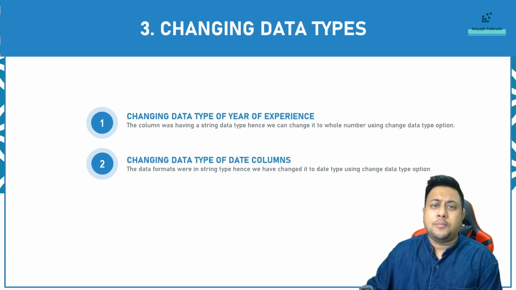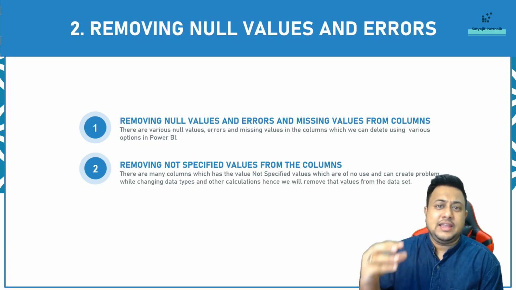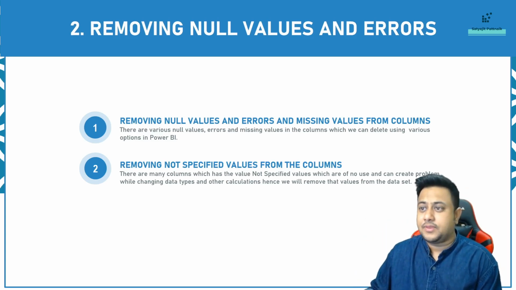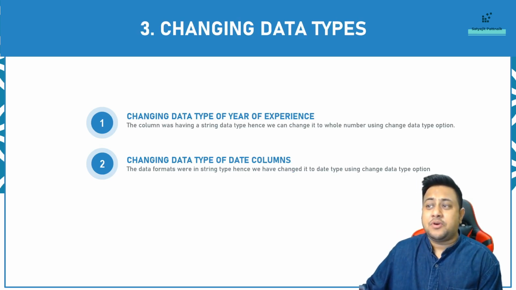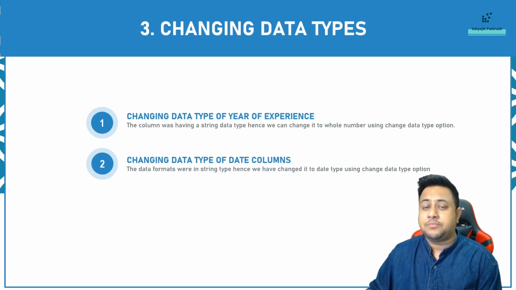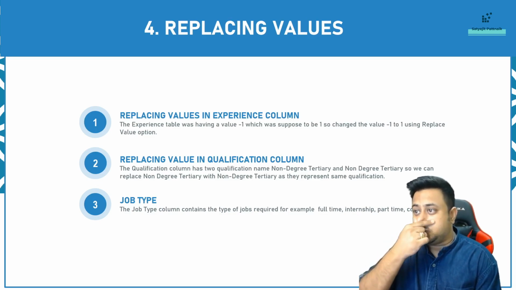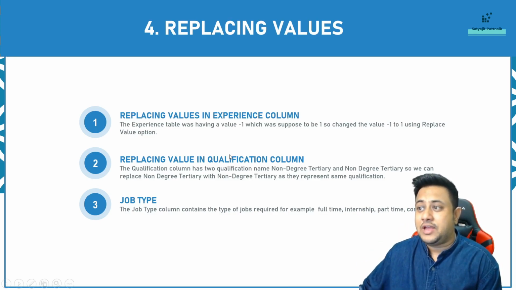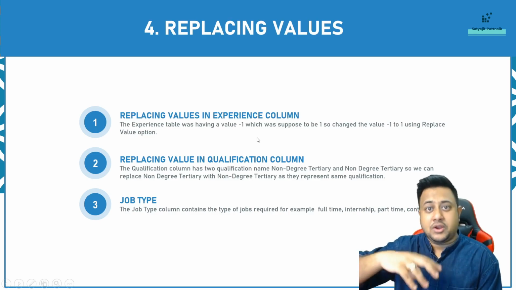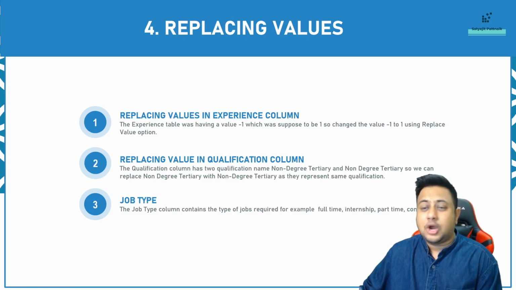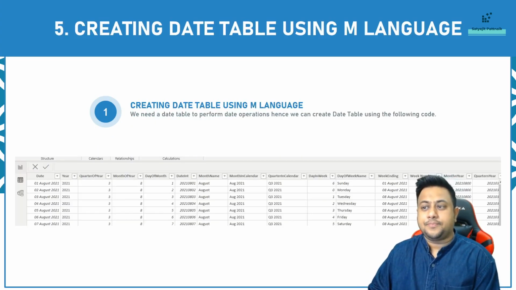This is a very common thing to deal with. Any EDA data set, any data analysis work which you start with, these are the things which you should take care. Changing data type of years of experience, changing data type of date columns, these were the changes that were done. And various replacing values were also done. Replacing values in experience column where we have a value of -1, we have imputed it as 0. Replacing value in qualification column, job type, and so on.